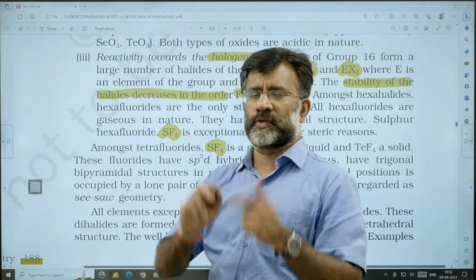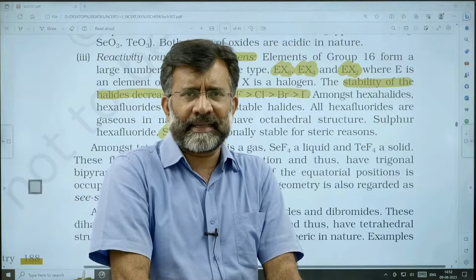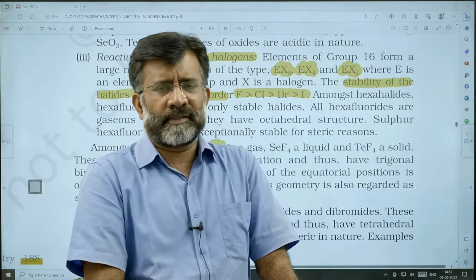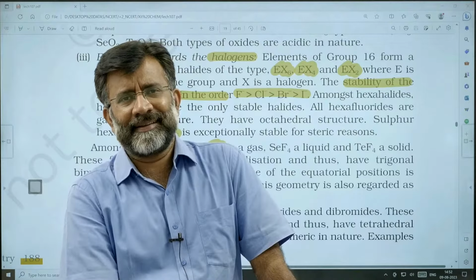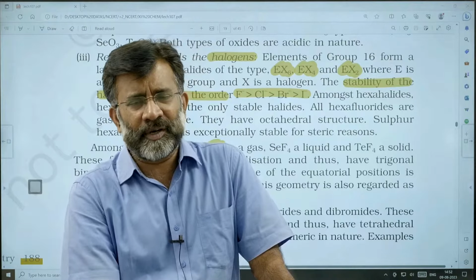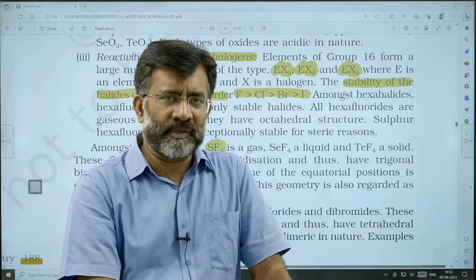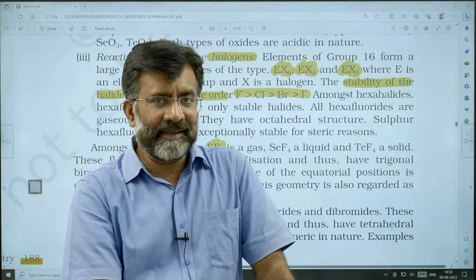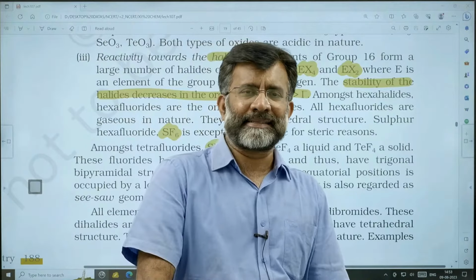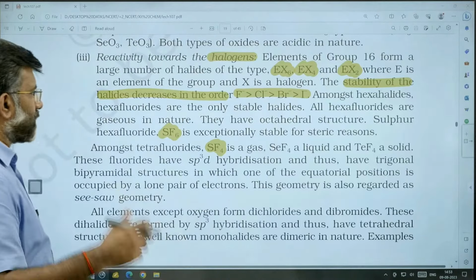Fluorides are most stable, iodides are least stable, for steric as well as thermodynamic reasons. What is the cause of the steric reason? Iodine, a large atom, will create steric hindrance, while fluorine, a small atom, gives less steric hindrance, rather it may give steric protection. Iodine is a larger atom, it doesn't give steric protection, rather it creates steric destabilization. Of course, the thermodynamic reason is bond strength.